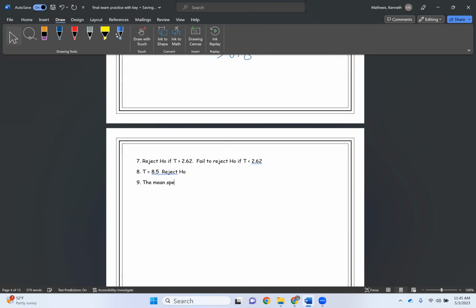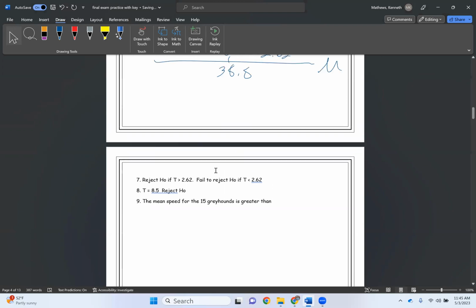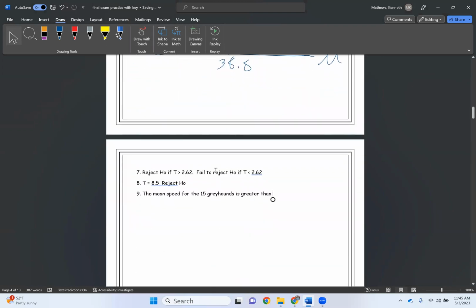the mean speed for the 15 greyhounds is greater than 38.8 or greater than Sparky's mean speed. Do not race Sparky. He too slow. Okay, there we have it. Let's go on to the next one.